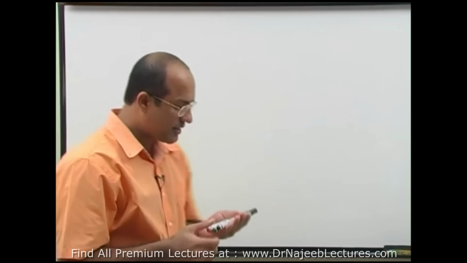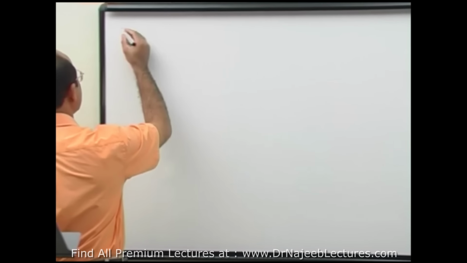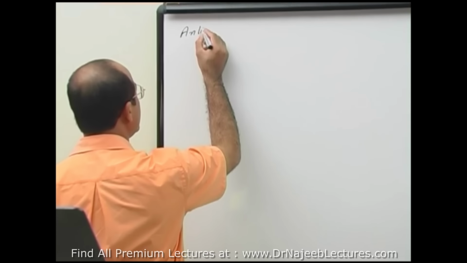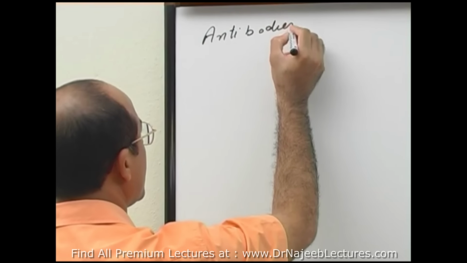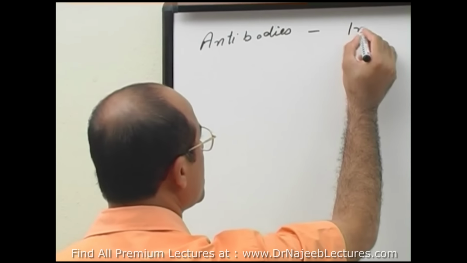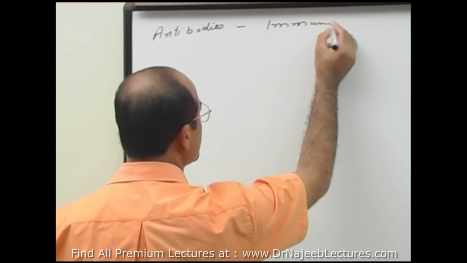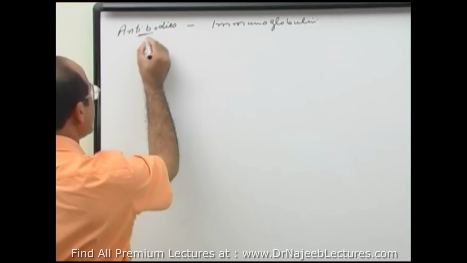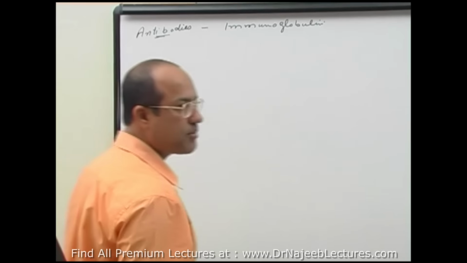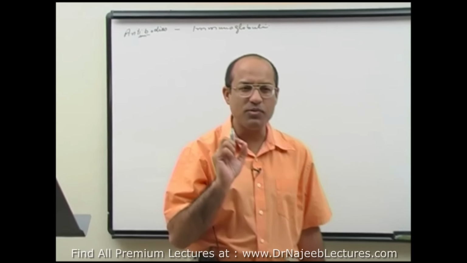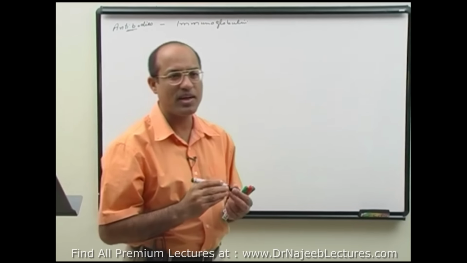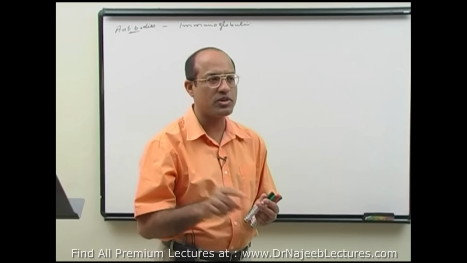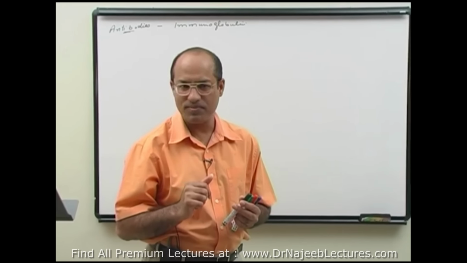Now, exactly what are antibodies? They are also called immunoglobulins. Now, what are exactly antibodies? From where they come in our body and exactly where they are present, right? Major portion of the antibodies is circulating in the blood, right?